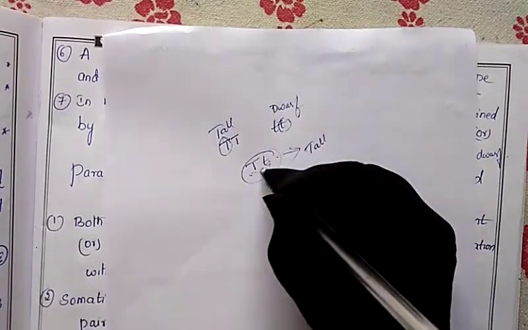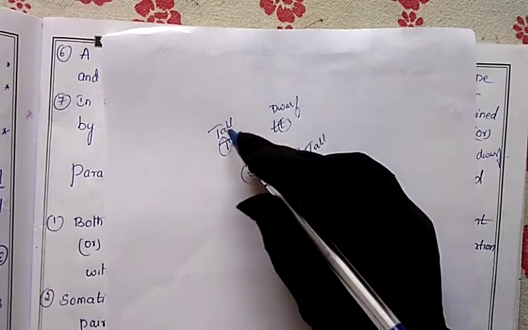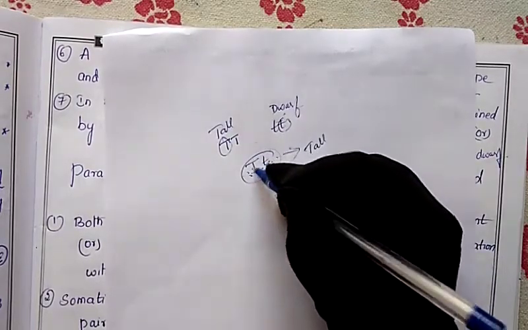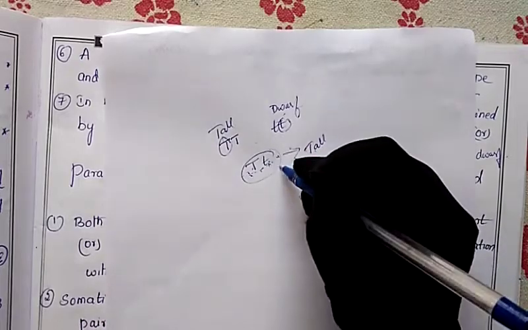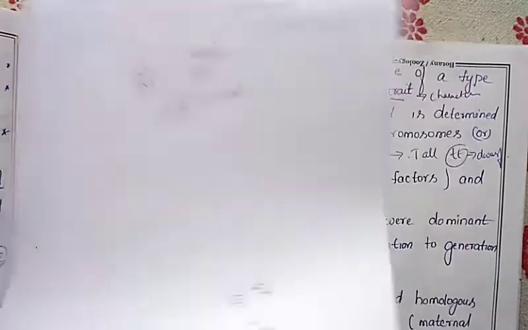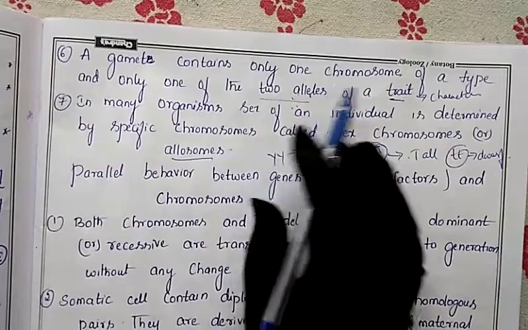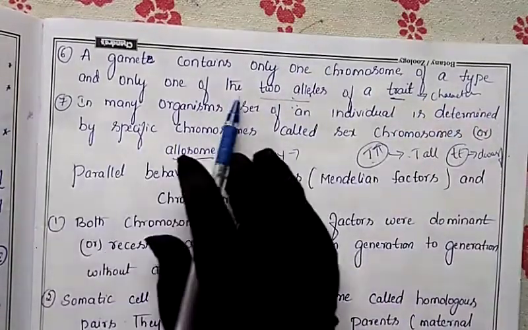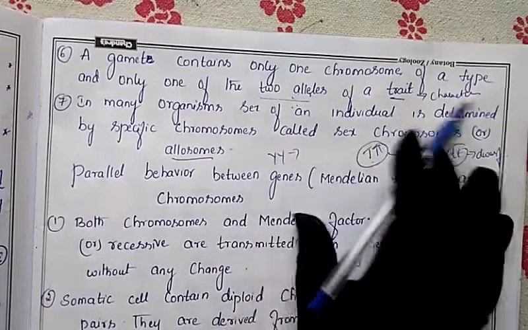But these two alleles, one is got from the father and one is got from the mother. So whichever is dominant, that character is expressed, and whichever is recessive is hidden. That's why a gamete contains only one set of chromosomes, one of each type, and only one of the two alleles of a trait or character.